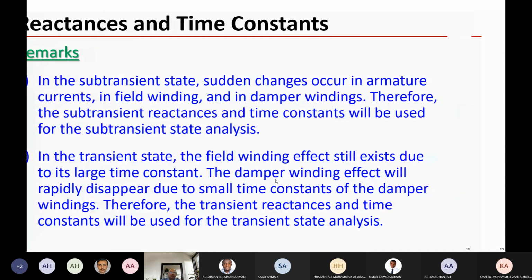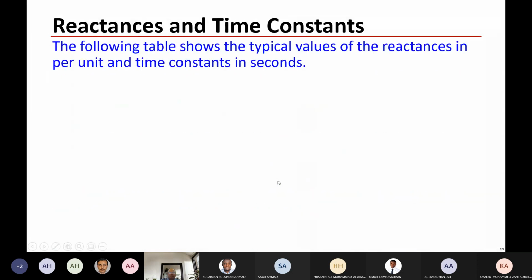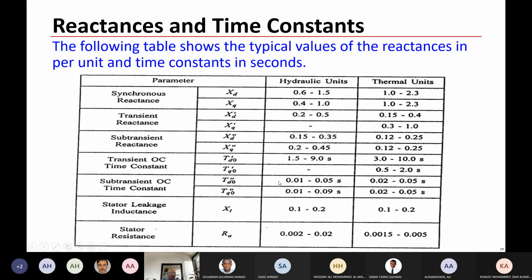So this is the reactances and time constants of the synchronous machine, and these are the typical values for the synchronous machines that we have in industry. So you can see here the hydraulic units. What characterizes the hydraulic units? What do you think? And what is the major difference between the hydraulic units and thermal units? What do you think?